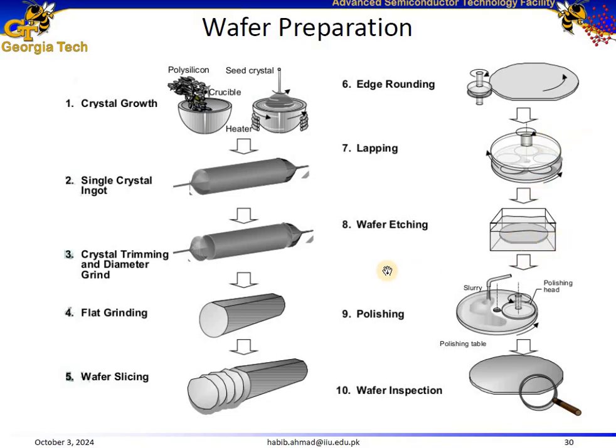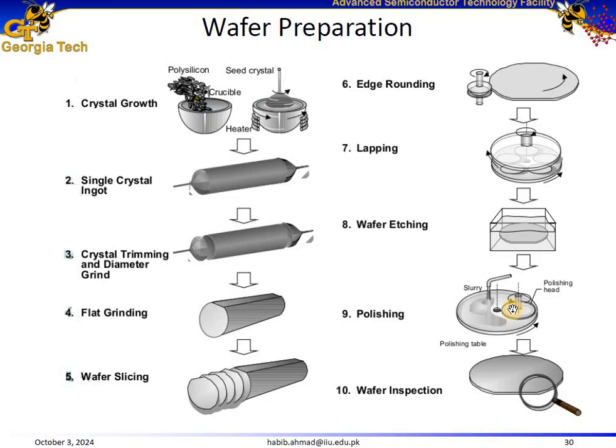The next step is wafer etching. The wafers are chemically etched to remove any remaining surface damage from slicing and lapping processes. And this step involves the use of acid or base solutions. And the purpose of this step is to smoothen the surface and remove any contaminants or imperfections that could actually interfere with the later stages of semiconductor fabrication.